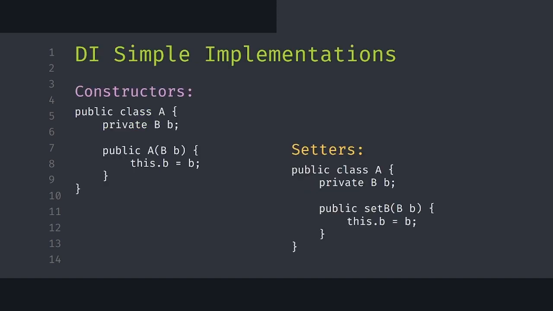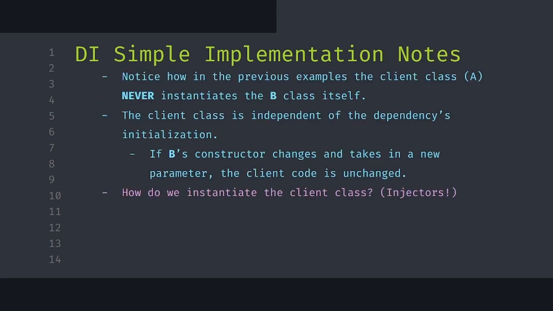So let's look at some simple implementations. Here we have constructor-based and setter-based dependency injection. You can see in one, we're passing in a dependency B for a constructor. In the other, we have a setter. Pretty straightforward, but let's take some notes on it.